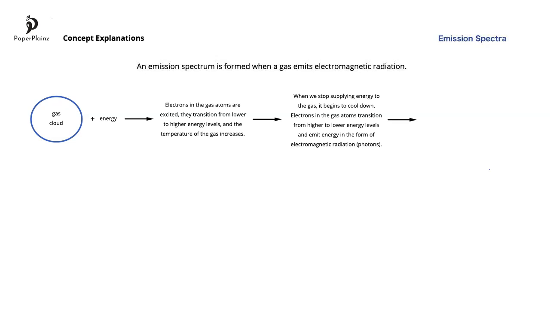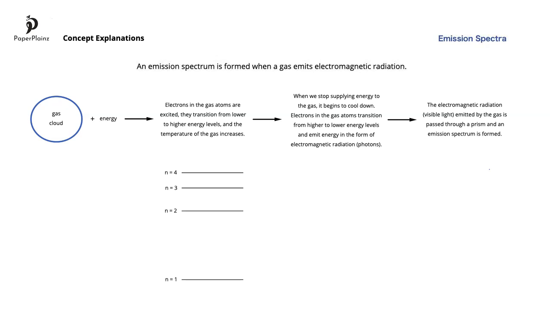Therefore, the final step in the process is that the electromagnetic radiation, so the visible light emitted by the gas, is allowed to pass through a glass prism. The light that emerges from the prism is projected on a screen, and as a result, an emission spectrum is formed. Let's see how this process looks like on an energy level diagram.